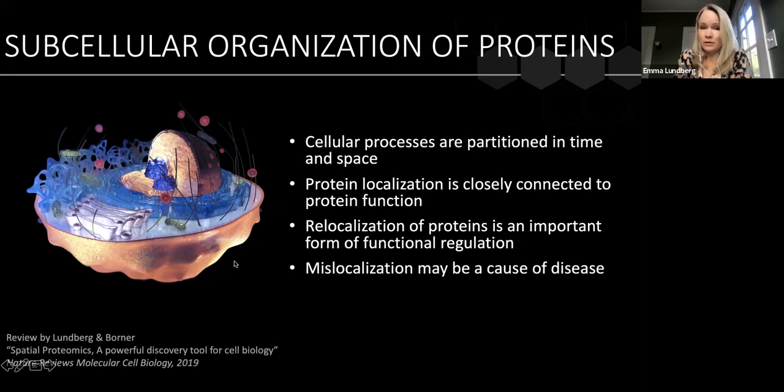It's also known that relocalization of proteins is an important form of functional regulation, and mislocalization may be a cause of disease. And despite this, I would say that most systems level descriptions of cells today do not take spatial distribution of proteins into account. And I think that we need to in order to understand cells as systems. So that's what I'm going to try to convince you of today, if you're not already with me on that.